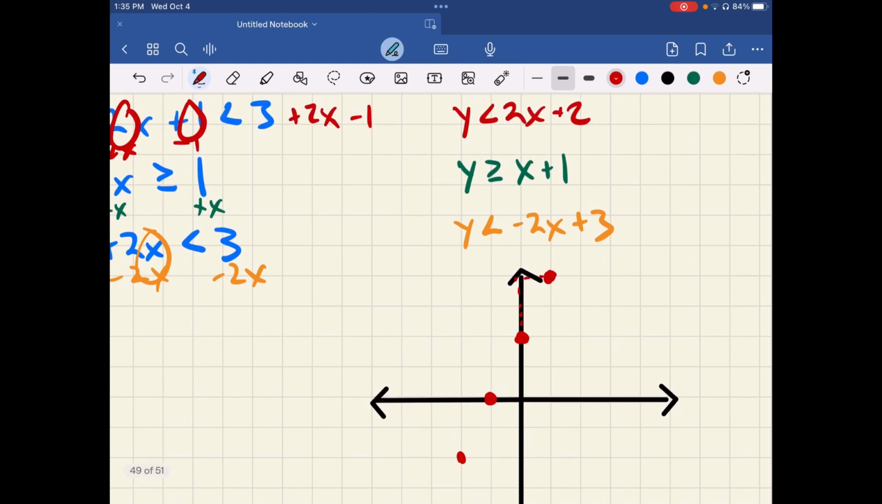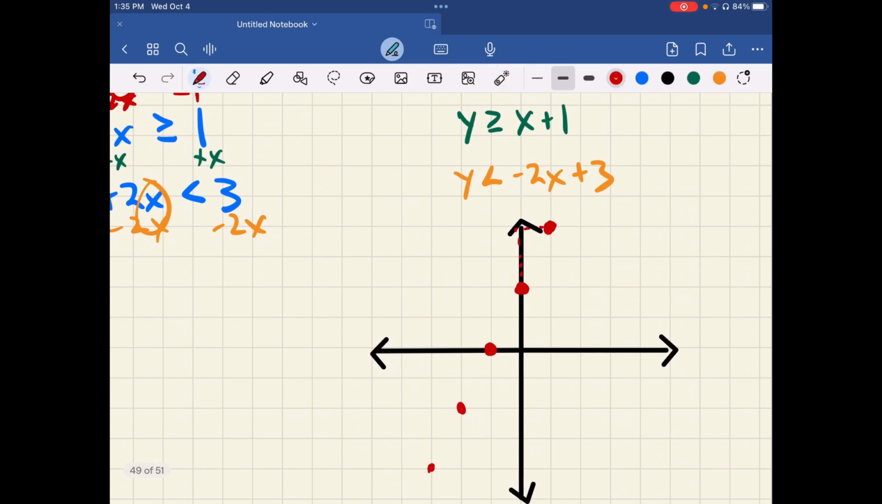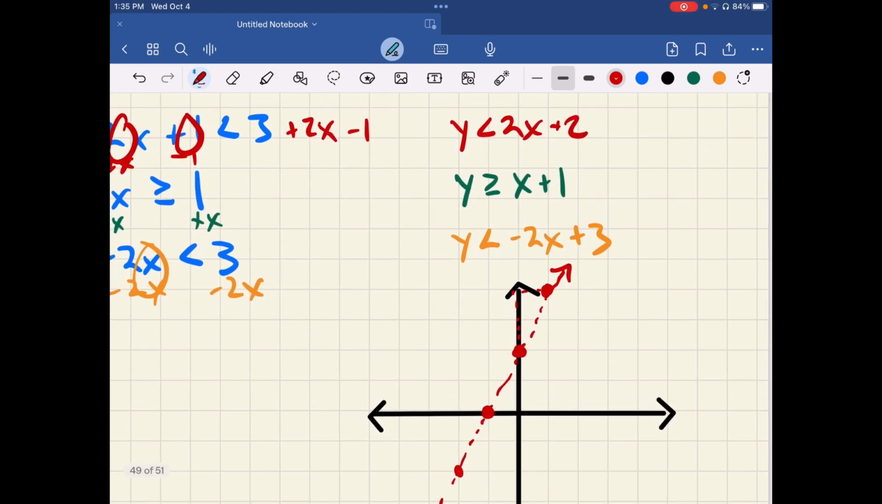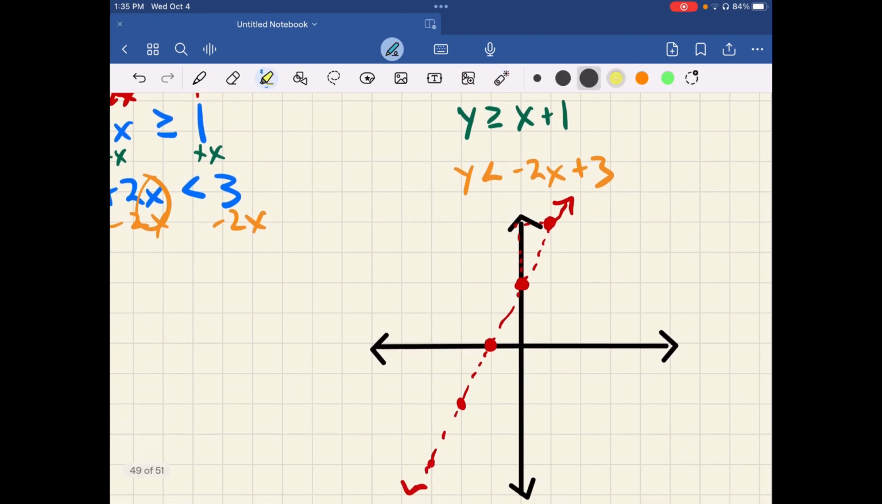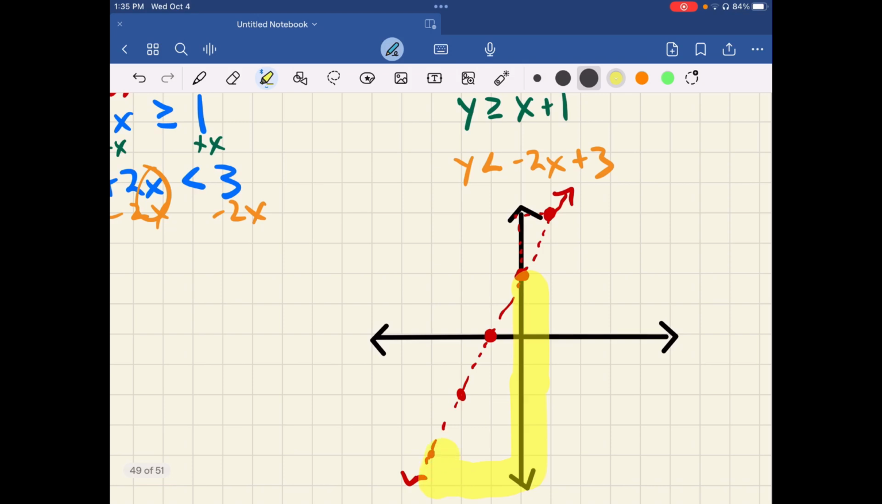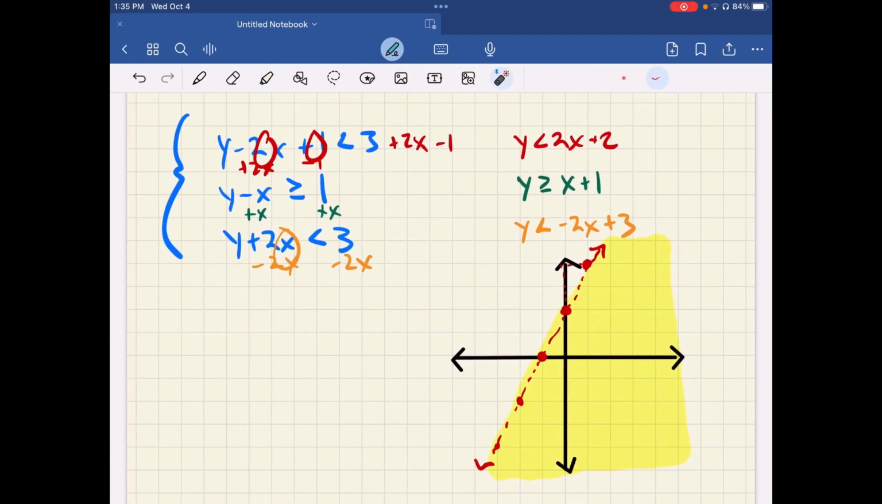Something else to look at here is this is just a less than sign. It's not like the second one where we have it or equal to. So when all I have is a less than sign, I'm going to connect my dots with a dashed line, because I don't want to include the points on that line. Then it tells me that y is smaller than my line, so I'm going to shade below my line. I'm just going to carefully shade all the way through that area. Any point underneath that line or in that shaded area is going to work for that function.